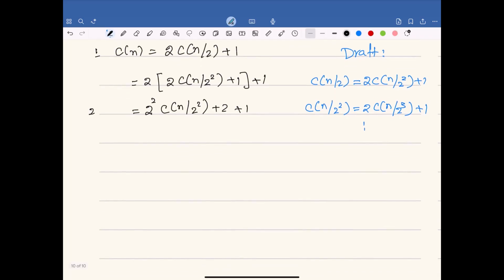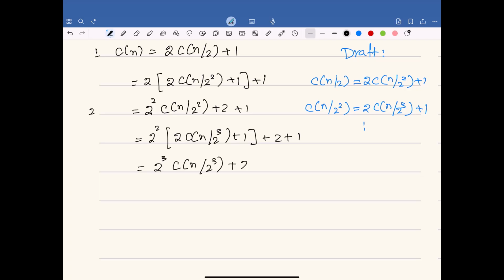Now the next substitution is for the value of C(n/2^2). So we have 2^2 times 2C(n/2^3) plus 1, plus 2 plus 1 from the previous step. Simplifying this equation, it is equal to 2^3 C(n/2^3) plus 2^2 plus 2 plus 1, and this will be step 3.